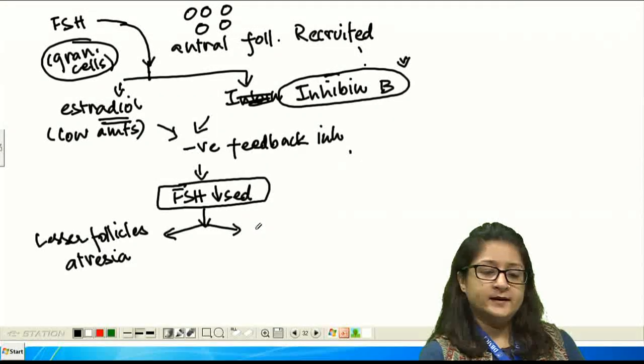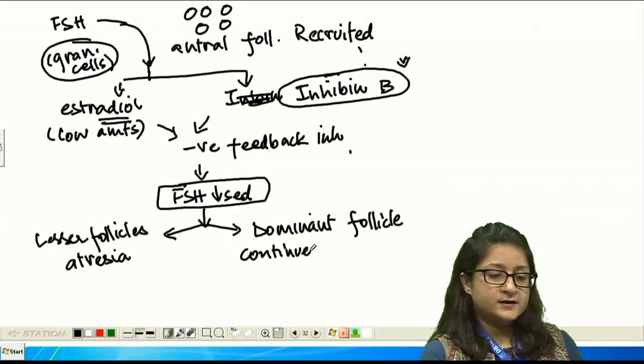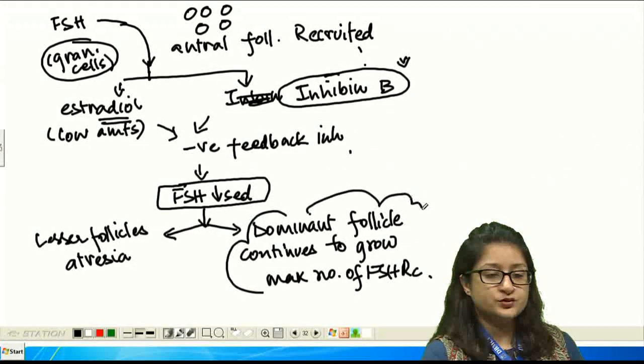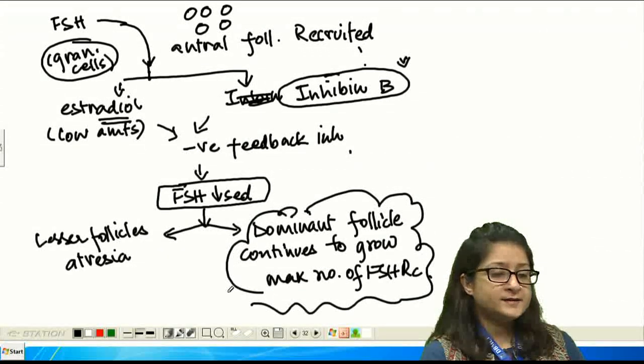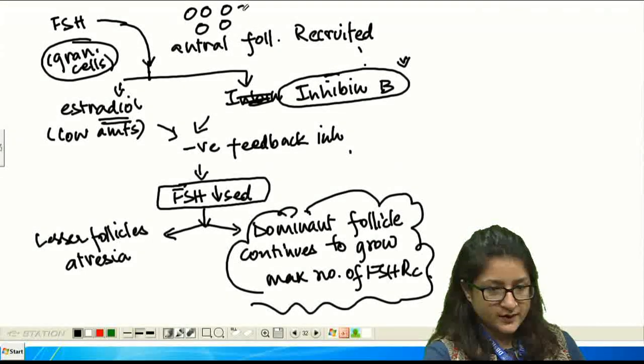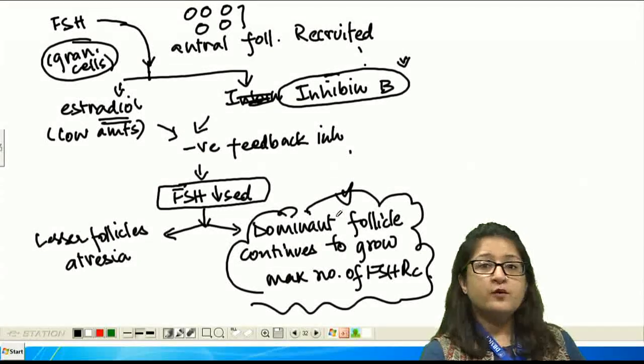So one follicle, the dominant follicle, continues to grow because it has the maximum number of FSH receptors. That is why, even with decreasing FSH levels, this dominant follicle continues to grow. So we initially began with 4 to 5 follicles, but now we have only one dominant follicle, because at the end of the day we want only one follicle, the dominant follicle, to mature.